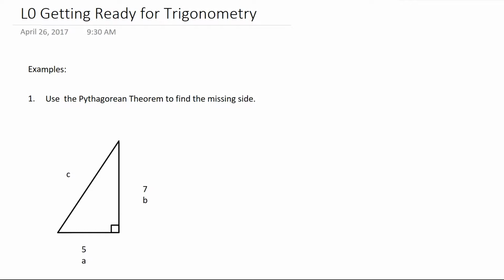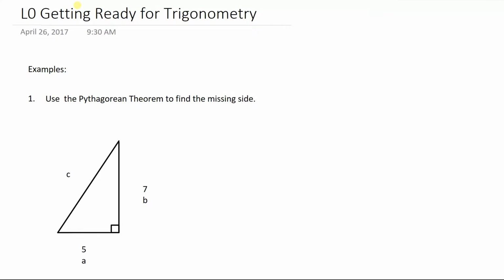Today we're going to talk about some skills that we need to be successful in trigonometry. So the title of our lesson is Getting Ready for Trigonometry. And our first example is using the Pythagorean theorem to find a missing side.